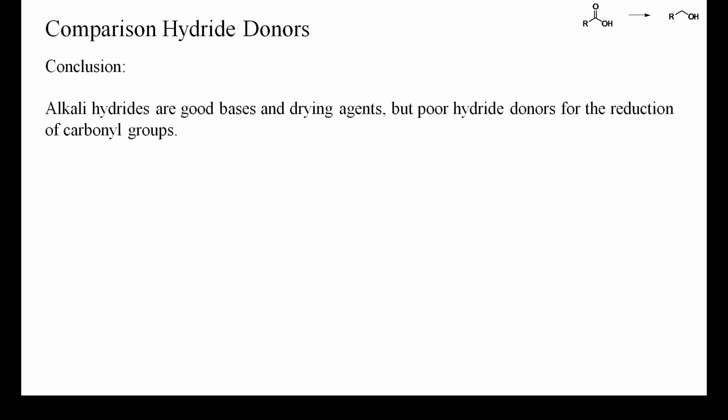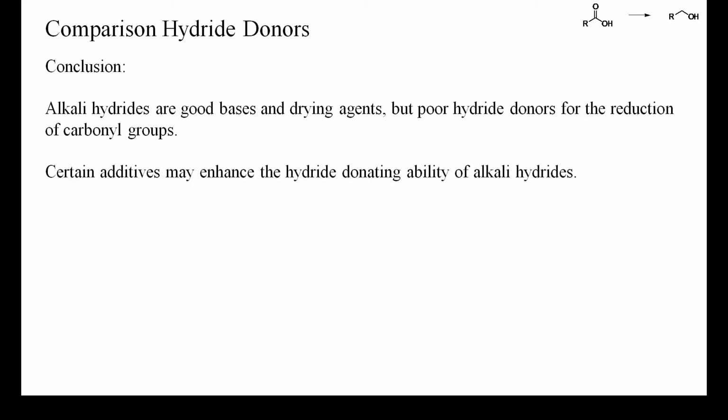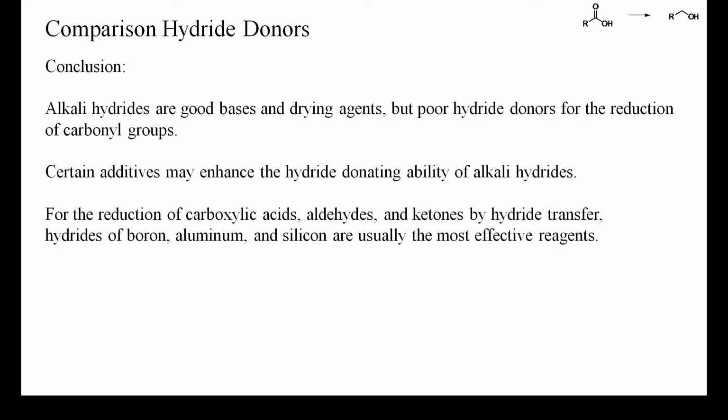To conclude, ionic hydrides can usually not be used as reducing agents for organic carbonyl groups, unless some special additives are used. More reactive are the covalent hydrides of boron, aluminum and silicon, and their use for the reduction of carboxylic acids will be discussed in the next presentations.